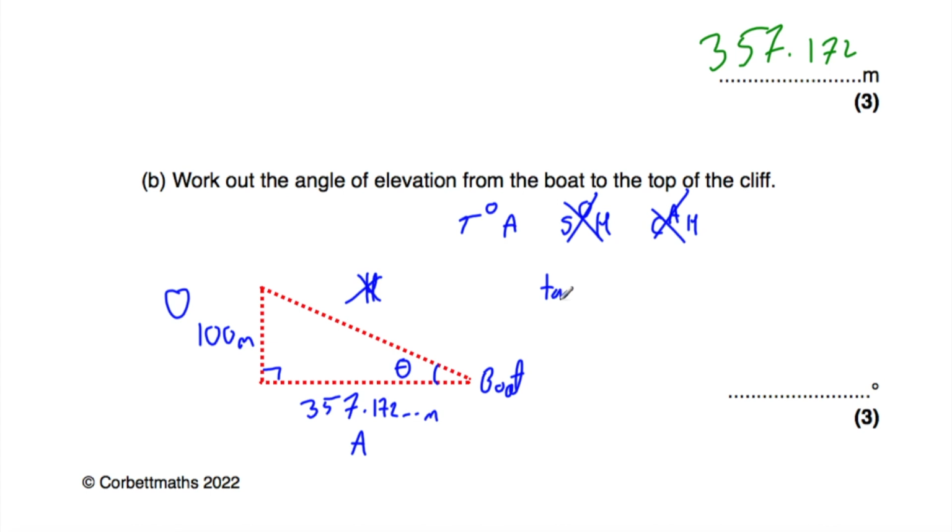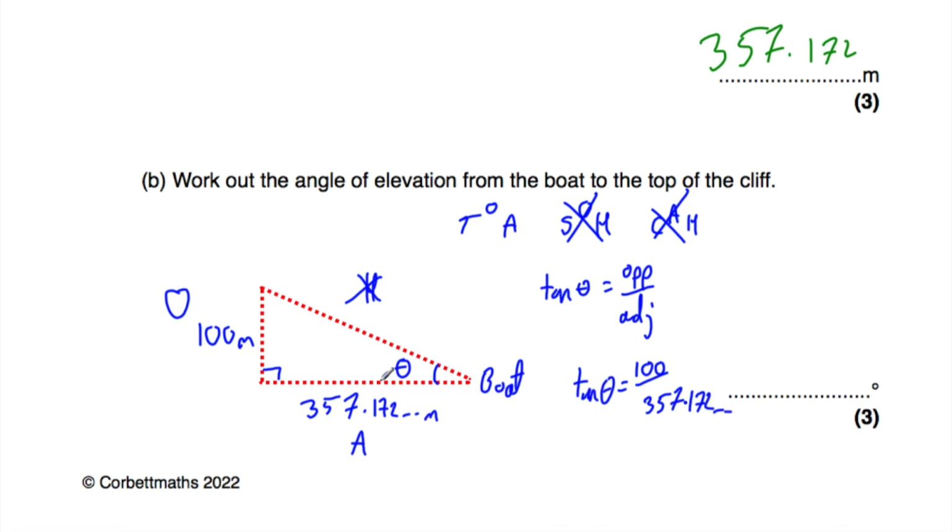So let's write that down. The tan of the angle, tan beta, is equal to the opposite divided by the adjacent. And then if we substitute in our values, tan beta is equal to the opposite, which is 100, divided by the adjacent, which is 357.172 and so on. And that's on my calculator display.